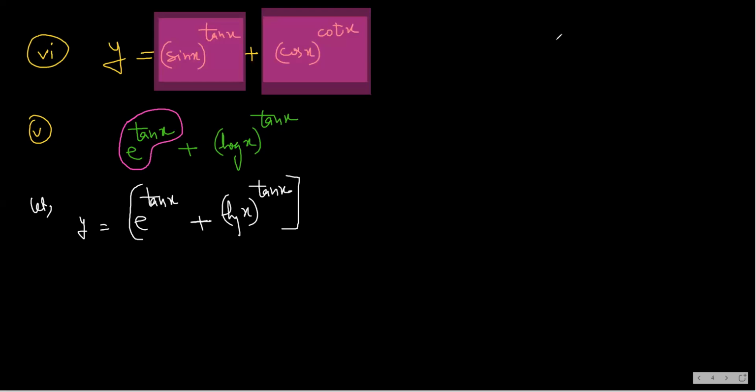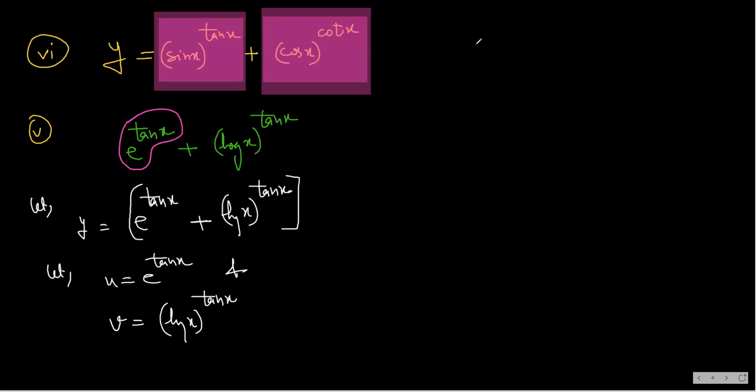So what I'm trying to tell you is, once again, though you do not have both variable raised to variable like the earlier problem, you will have to go for u and v. Why? Because one of them is variable raised to variable. So you will write let u equals e raised to tan x, and v equals log x raised to tan x.